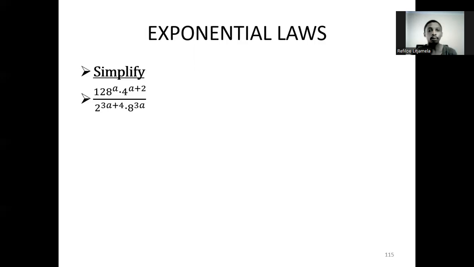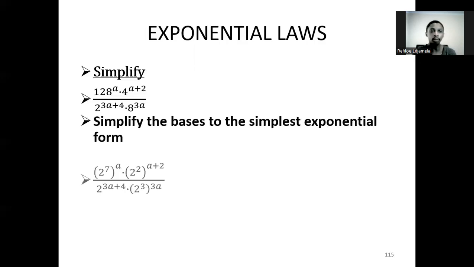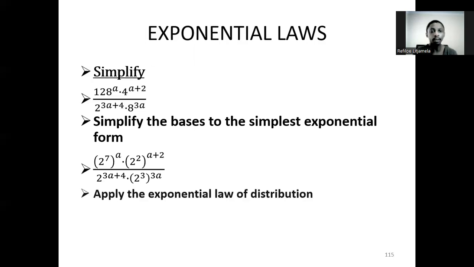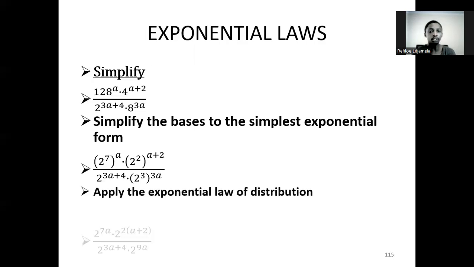So now here you will prime factorize 128, prime factorize 4, and prime factorize 8, okay? You simplify each to the simplest exponential form, and this is what you're gonna have. You do what we did previously, 7 times a, 7a. 2 times a is 2a, 2 times 2 is 4. In the denominator, you will just have 9a. Now apply the exponential law of distribution, which is what we spoke about. You will simply multiply the exponents together.